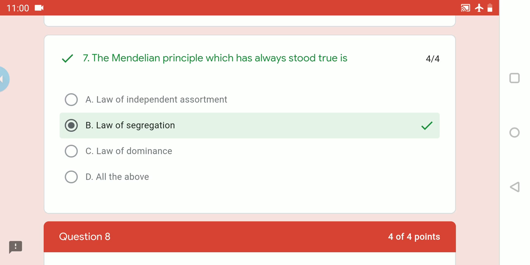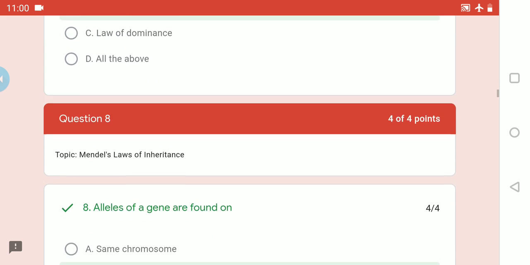You know very well that while we were studying the monohybrid cross, I told you about the inheritance of one gene. Did you get it? Yes.